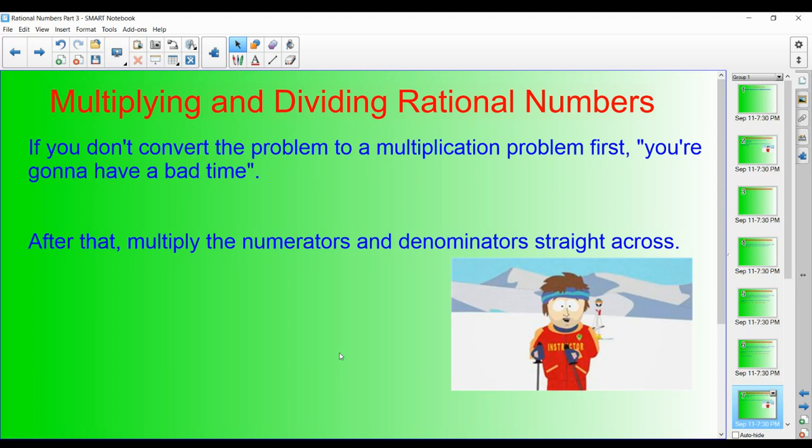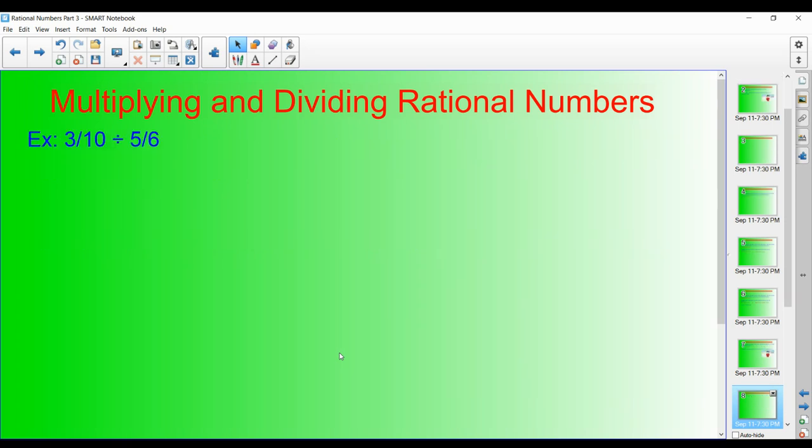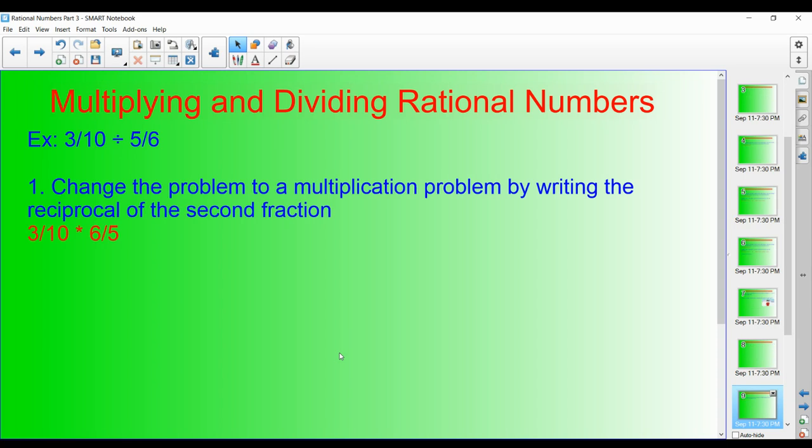Now, multiplication and division, you do not need common denominators, but we do always need to convert it to a multiplication problem, and I'm going to show you how to do that. So you have 3/10 divided by 5/6. Pause if you want to try this problem out. So we don't see common denominators, but we're not worried because it's a division problem. The first thing we have to do is take the reciprocal of the second fraction and make it a multiplication problem. So we have 3/10 multiplied by 6/5.